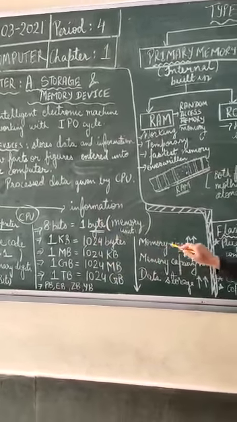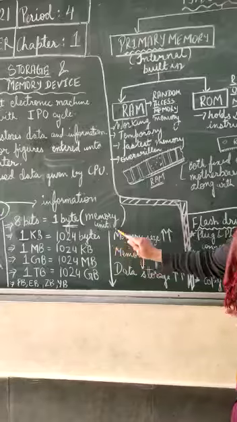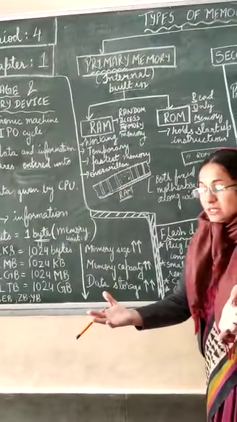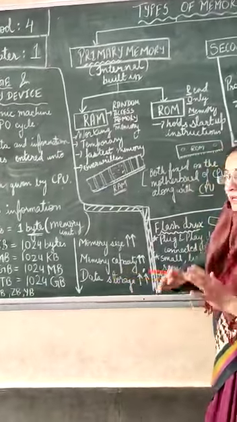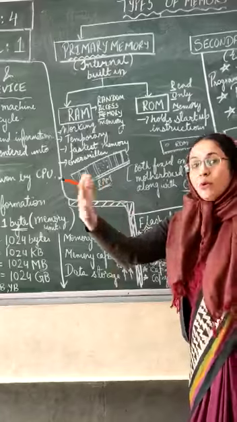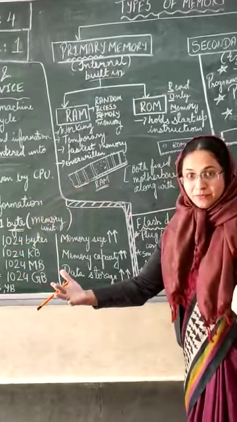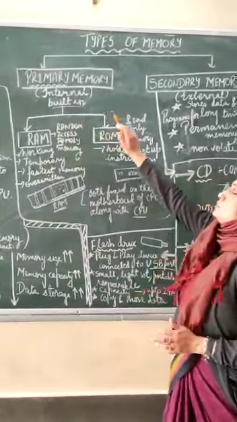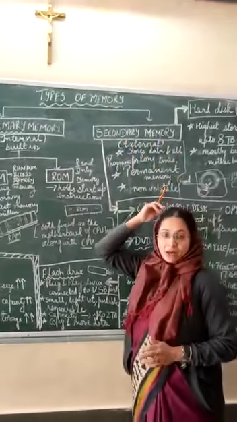As we see, as the memory size increases, the memory capacity is also increasing. And as the memory capacity increases, we can store more and more data in the computer. Right? Okay. So after this note, let us go to the types of memory now.